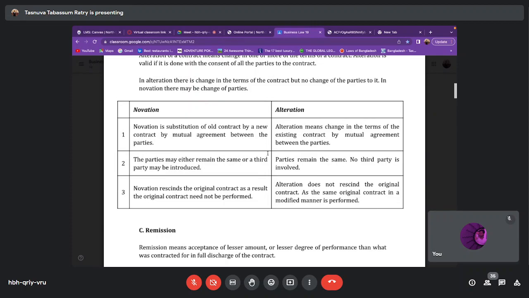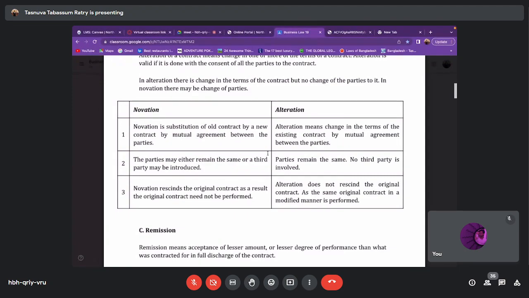So in novation, because novation has occurred, the original contract does not need to be performed because it has been rescinded. Rescind means to terminate or cancel. This is a fancy word for termination that we use in law. So we call it rescission. So novation rescinds the original contract. However, alteration does not rescind the original contract. There is the same contract. However, that same contract has been modified in a manner where the modified version needs to be performed. Okay, so that's the two differences between alteration and novation.